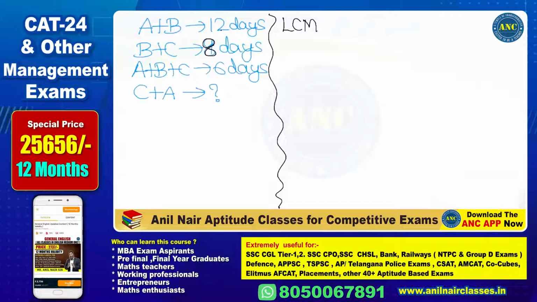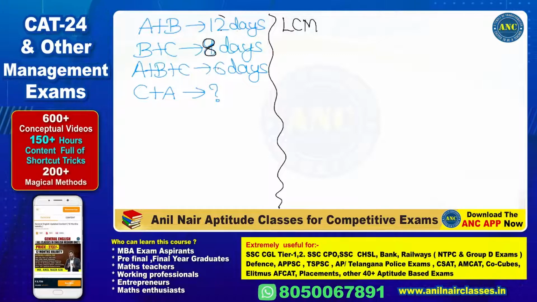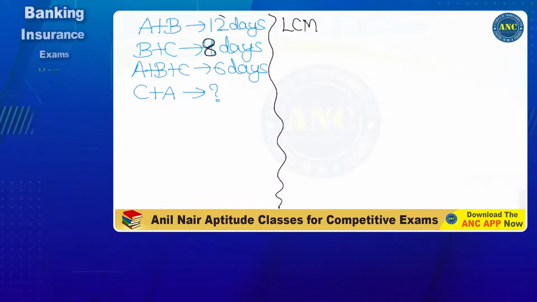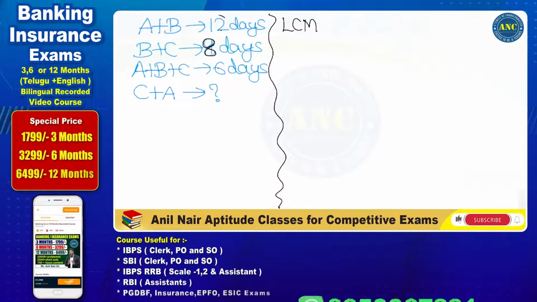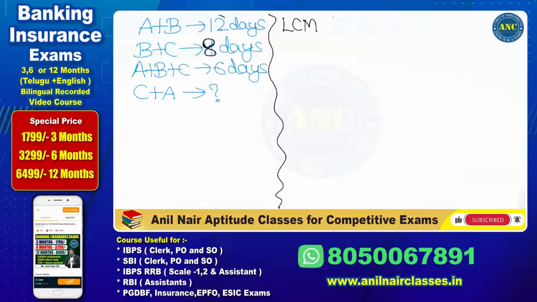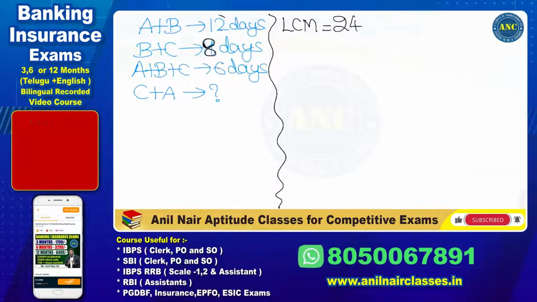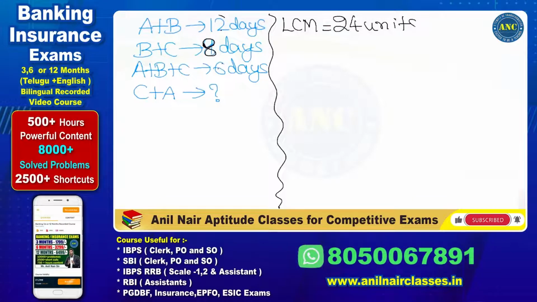LCM of 12, 8 and 6. 24 is a multiple of 8, 24 is also a multiple of 6. So LCM is 24. 24 chocolates need to be distributed.